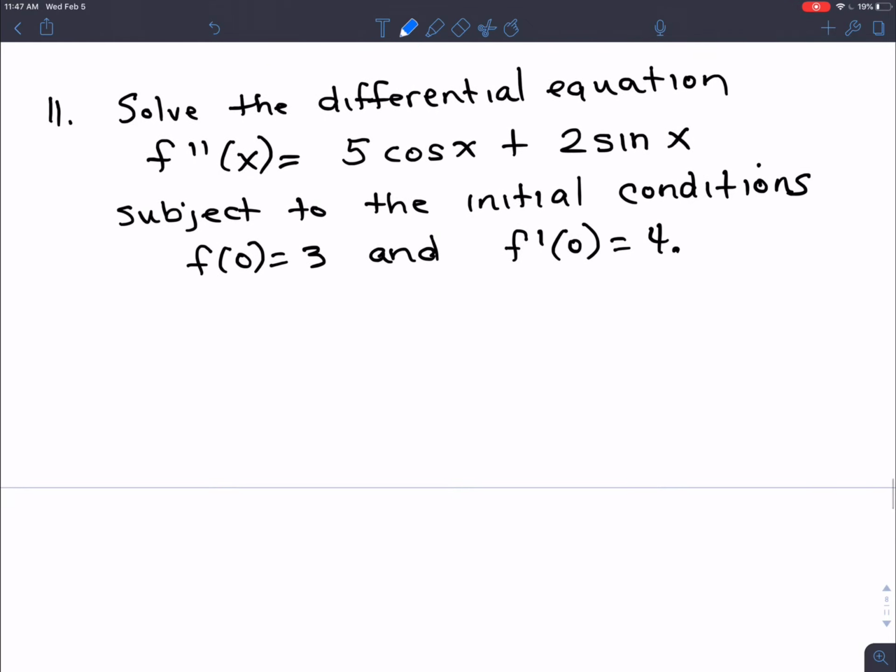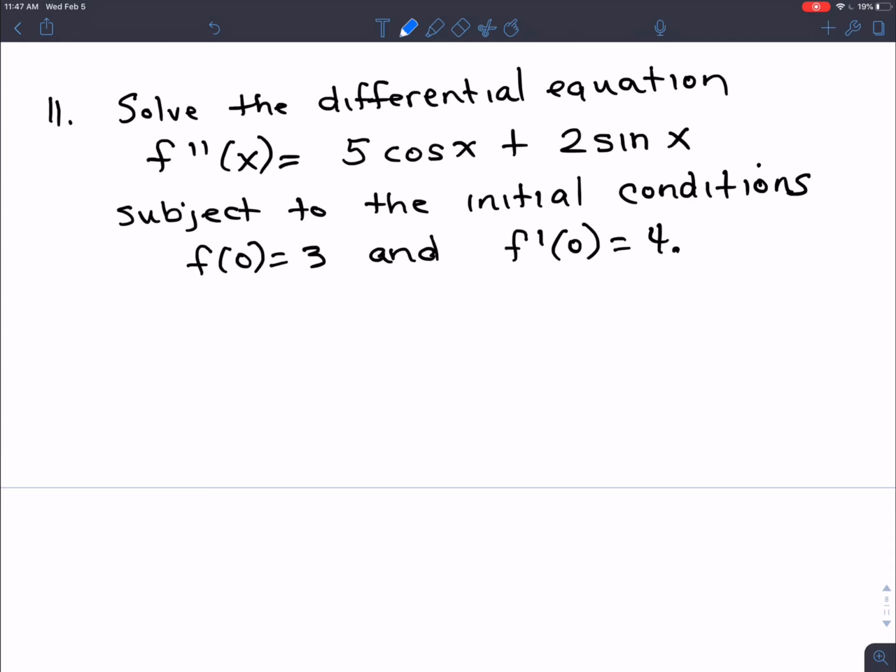Solve the differential equation f double prime. So they give us the second derivative this time, an initial condition, and the first derivative initial condition. So we're going to have to use antiderivatives to get ourselves back to the original function. And we'll have to do that a couple of times. So we're just going to take our time.